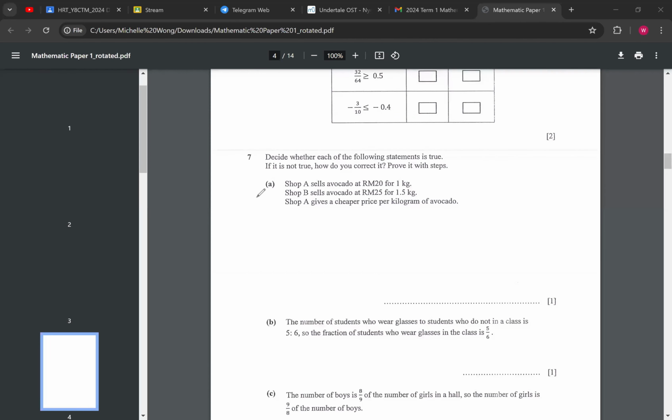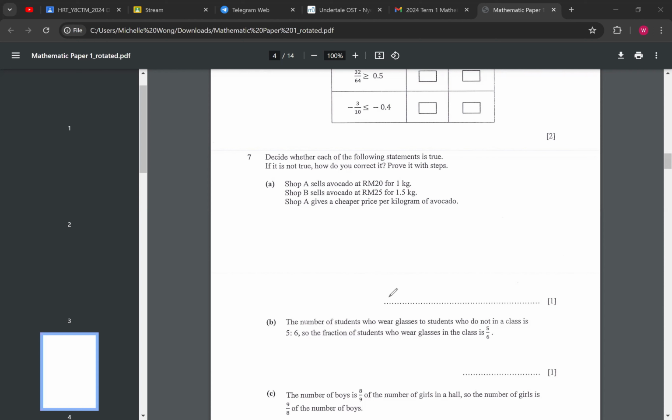For question number 7, decide whether each of the following statements is true. If it's not true, how do you correct it? Prove it with steps. So shop A sells avocado at 20 ringgit for 1 kg. Shop B sells avocado at 25 ringgit for 1.5 kg. Shop A gives a cheaper price per kilogram of avocado.